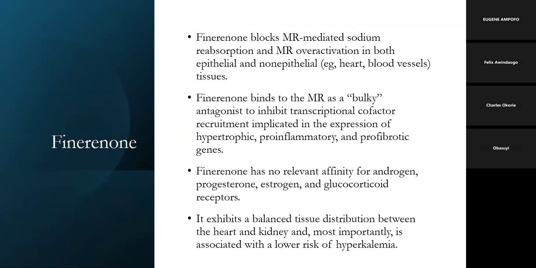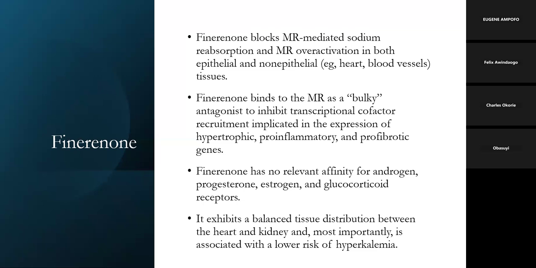The advantage here is that when spironolactone binds to the receptor, to some extent there's still transcription of some of the cofactors that have pro-inflammatory and pro-fibrotic effects, but it is not as much as aldosterone does. But what finerenone does is prevent expression of any pro-inflammatory or pro-fibrotic proteins. So that is the advantage that it has.